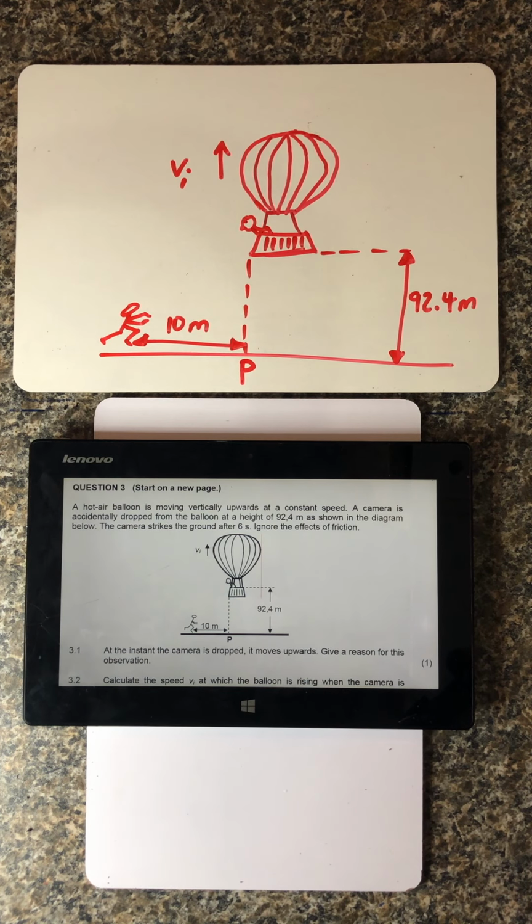So, ladies and gentlemen, the statement reads as follows: a hot air balloon is moving vertically upwards at a constant speed. A camera is accidentally dropped from the balloon at a height of 92.4 meters as shown in the diagram below. The camera strikes the ground after 6 seconds. Ignore the effects of friction.